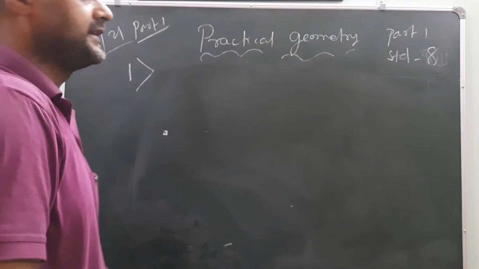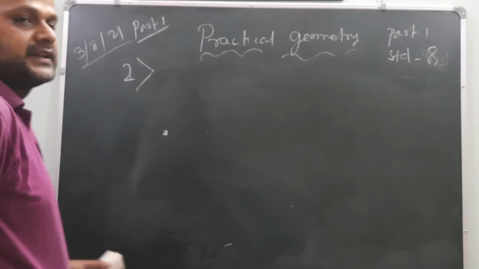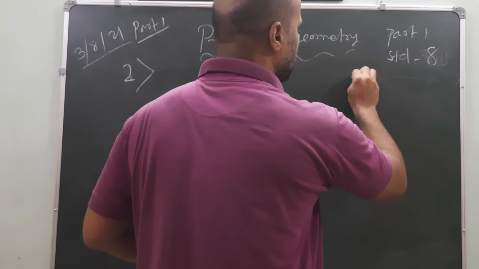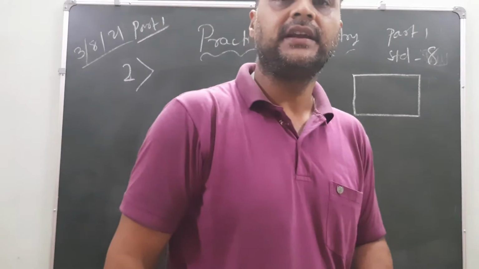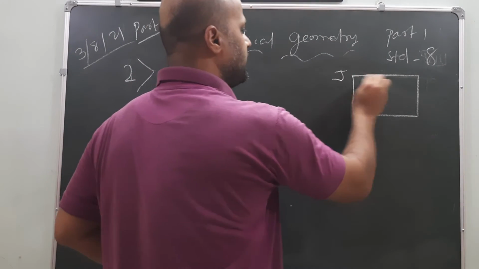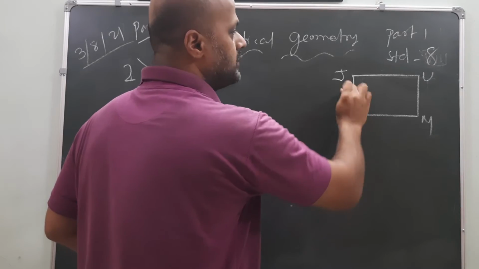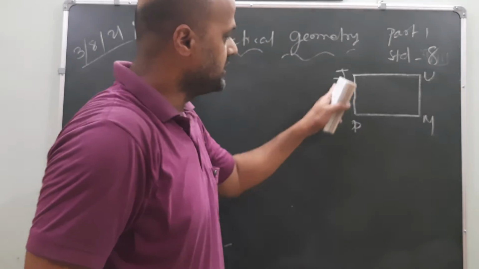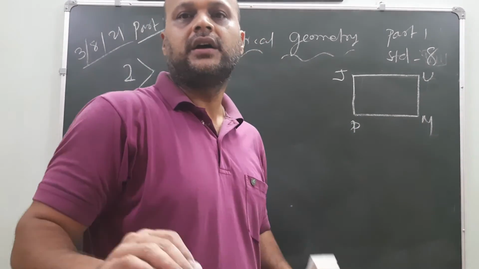Now come to the second one. What is the second one given? It is saying that there is a quadrilateral of given dimensions. What is the name of the quadrilateral? It is saying JUMP. J-U-M-P. I am writing in this clockwise direction. You can write it anti-clockwise also. J-U-M-P also, no problem in the case of the dimension.